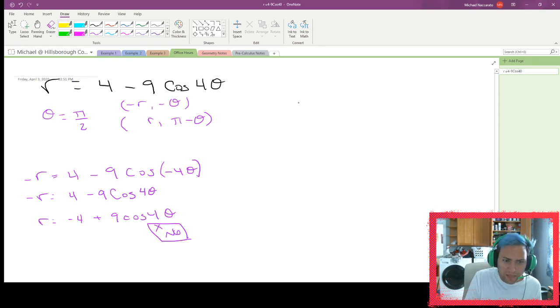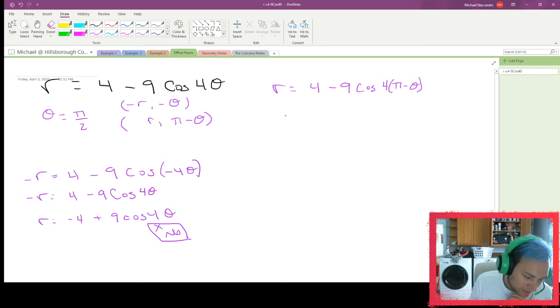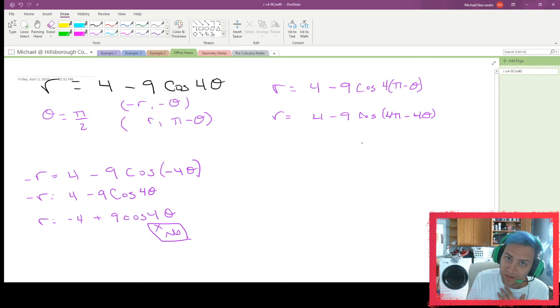So let's try plugging in the other side. So r stays the same, but this time cosine of 4, and I'm replacing theta. This time, though, we have to put pi minus theta. This one I think is going to be a little bit tougher to do, right? We're going to have to actually think about that 4 as its own piece that has to be distributed in, right? So if I rewrote this, it would be 4 minus 9 cosine of 4 pi minus 4 theta. That's the difference formula I'm working with there.